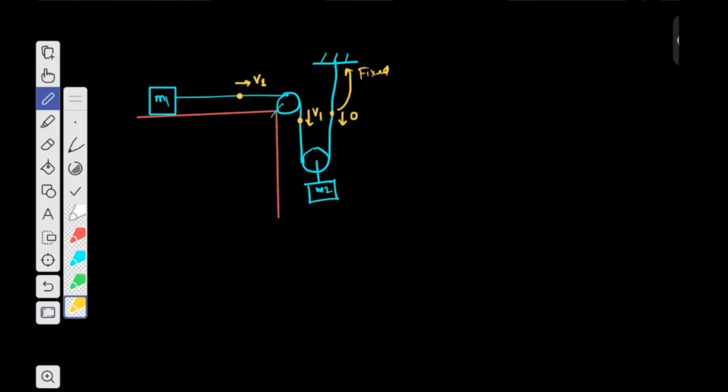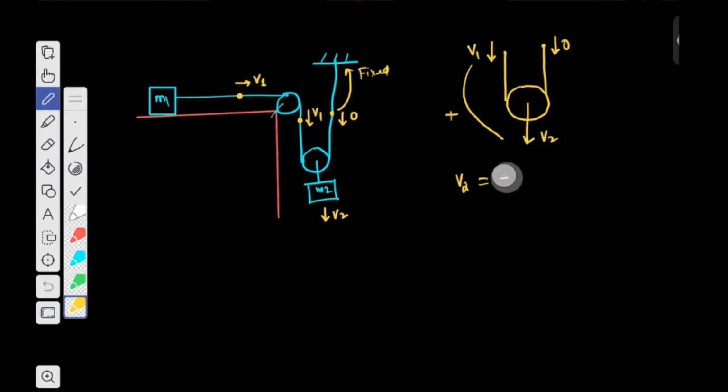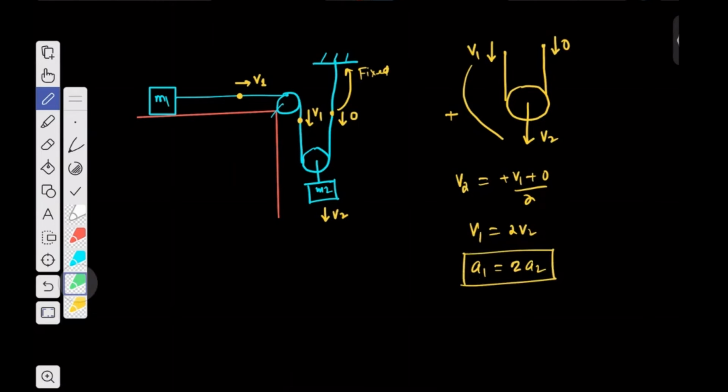That point will be 0. And if I consider this block coming down by V2, I know that one point on this side is going down by 0, this point going down by V1, and this one going down by V2. Now the pulley velocity is V2, and these two are in the same direction, so positive. So V2 equals (V1 plus 0) by 2, so V1 equals 2V2. Same direction means plus. So A1 equals 2A2.